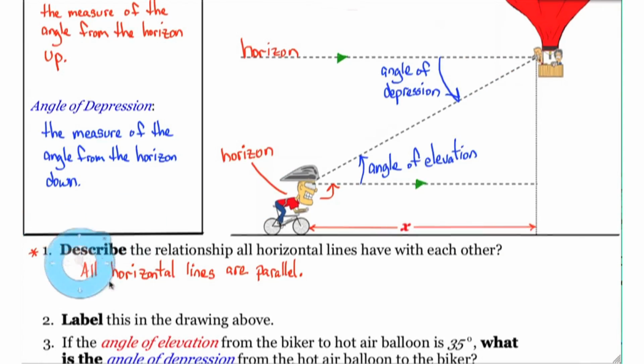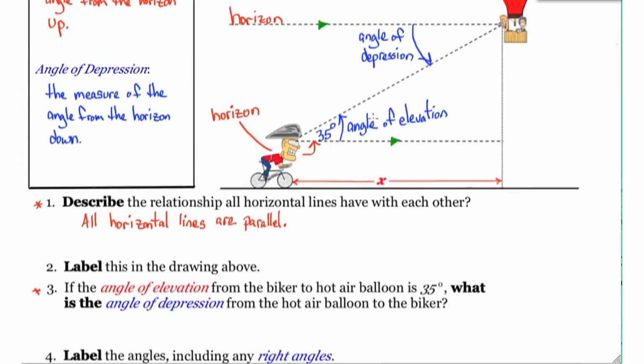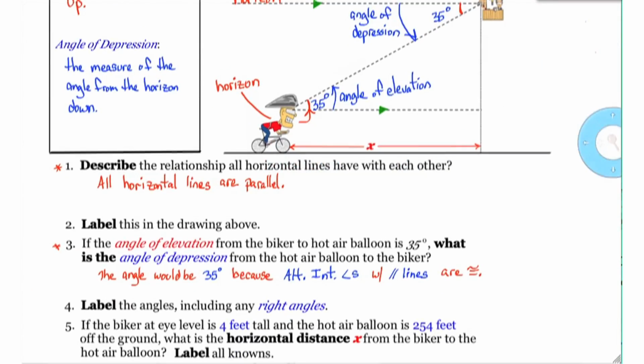So I've labeled that. If the angle of elevation from the biker to the hot air balloon is 35, what is the angle of depression from the hot air balloon to the biker? Well, let's label this 35. Well, the angle would be 35 because we know that these horizontal lines are parallel and alternate interior angles with parallel lines are congruent.